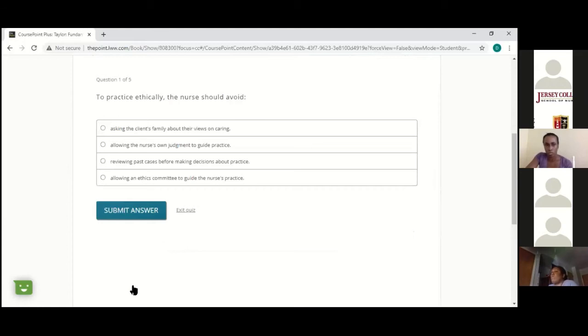Okay. So to practice ethically, the nurse should avoid. So have you seen this question before? I think so. Okay. So it might bring you the same questions. It might bring you other ones. If you're working on a certain concept or a certain area, it might be helpful. All right. Everybody good with how to get there?